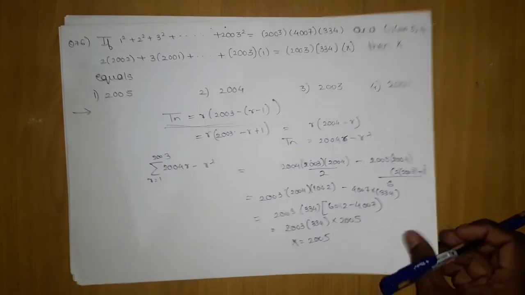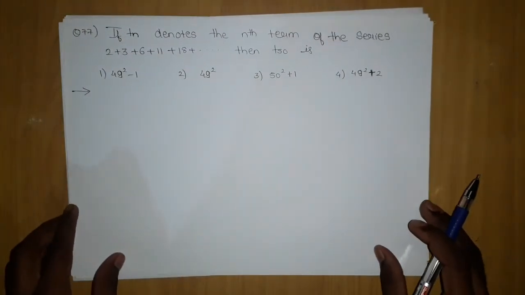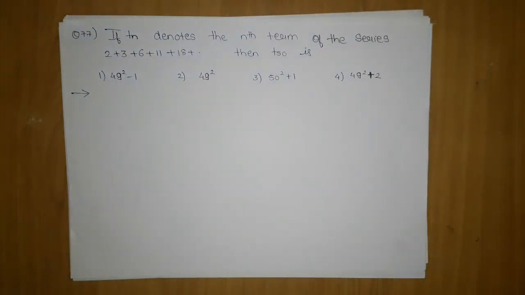Now let's move on to the next question, which is question number 77. It says if Tn denotes the nth term of the series 2 plus 3 plus 6 plus 11 plus 18, then T50 is. This question can be solved in two ways.